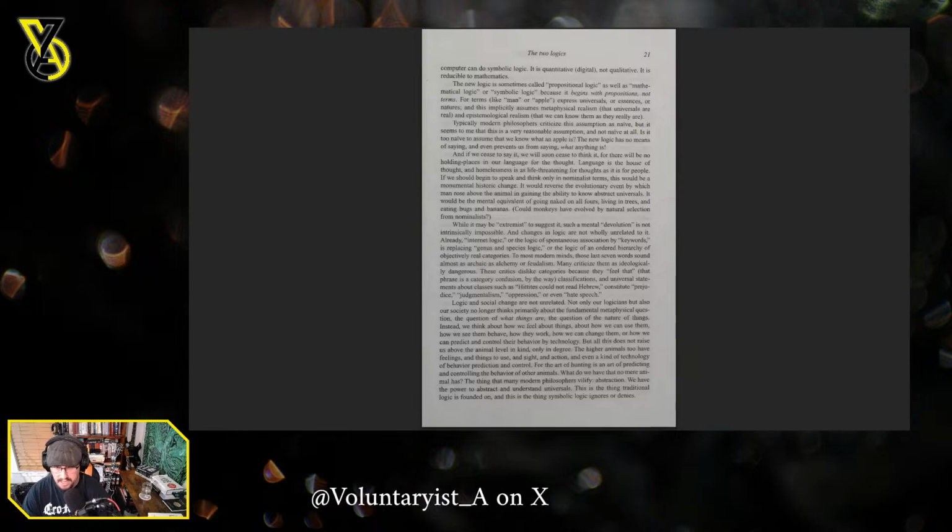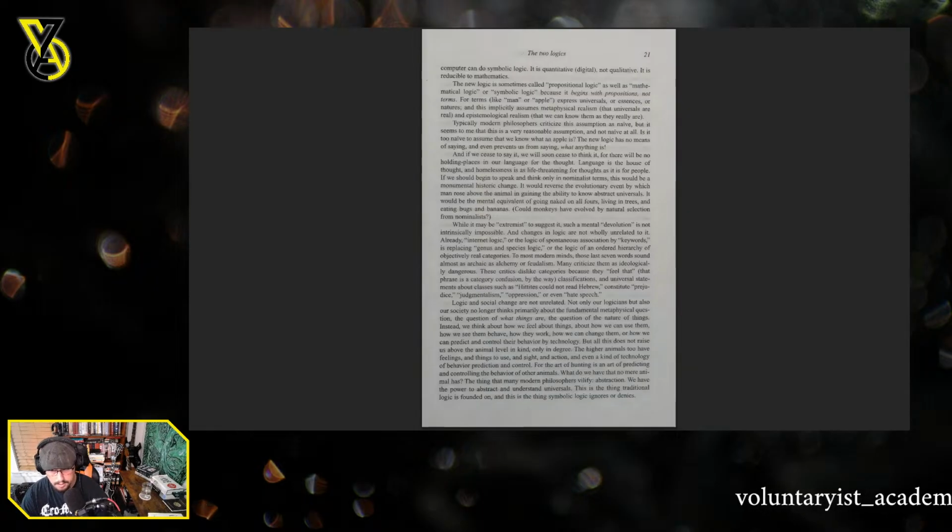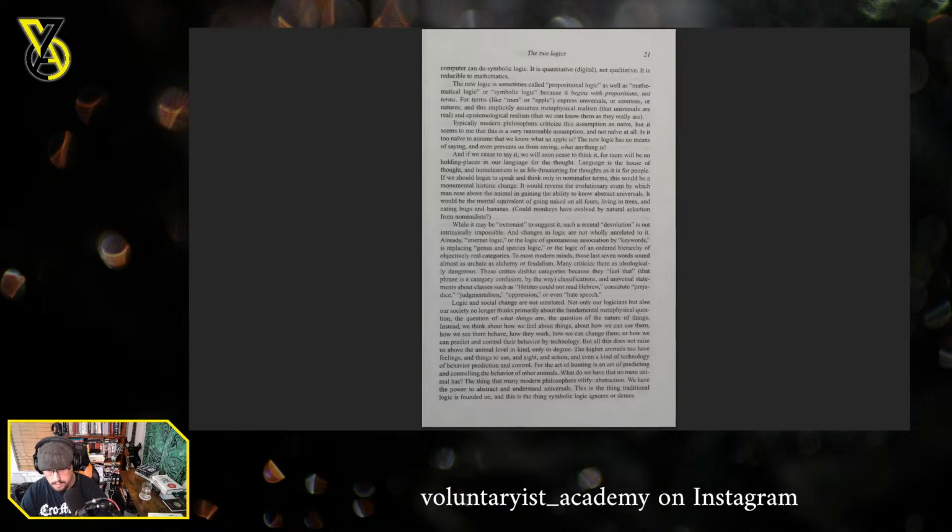Logic and social change are not unrelated. Not only our logicians, but also our society no longer thinks primarily about the fundamental metaphysical question, the question of what things are, the question of the nature of things. Instead, we think about how we feel about things, about how we can use them, how we see them behave, how they work, how we can change them, or how we can predict and control their behavior by technology.